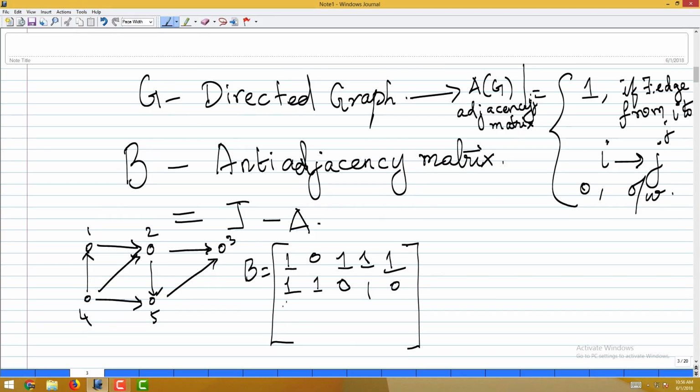So, with 3 if you see there is no outgoing edges from 3, so it is going to be all one row for 3, and for 4 you have an edge from 4 to 1, so this becomes 0, 4 to 2 there is an edge, so it becomes 0, and there is no edge between 4 to 3 and 4 to 4. And what about 5? 5 has only one outgoing edge to 3, so that would be 0, and everything else is going to be 1, 0, 1, 1, right. Yeah. So, this is the matrix B that we are trying to look for.